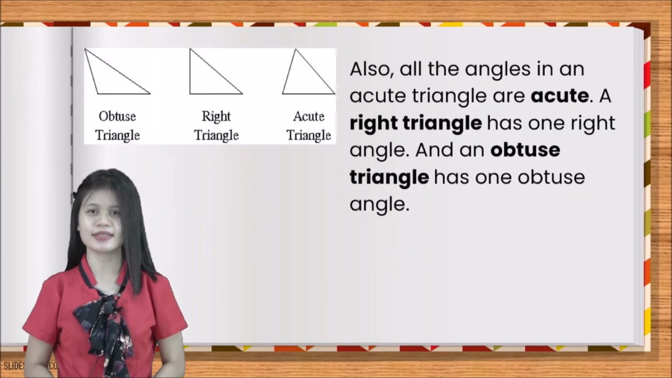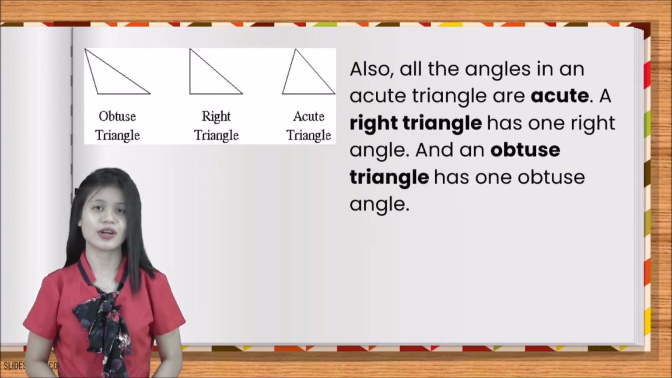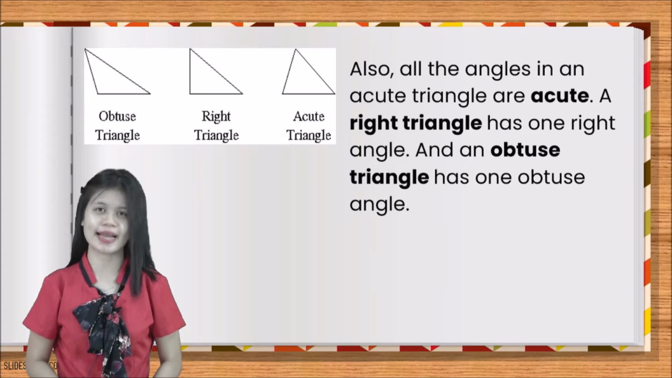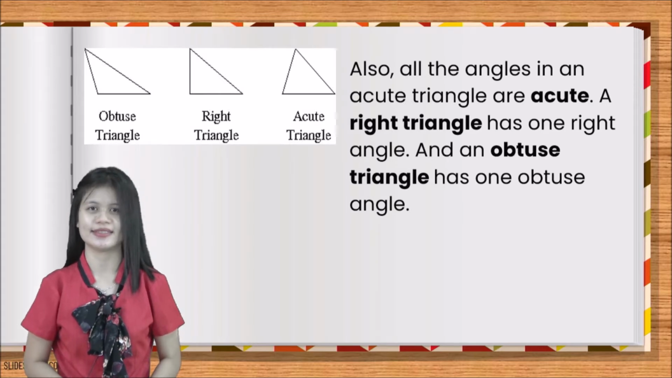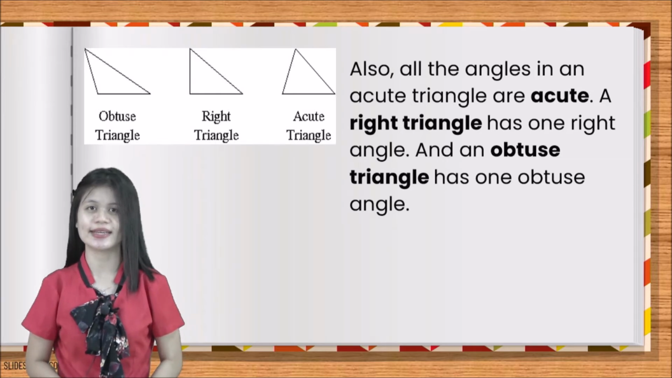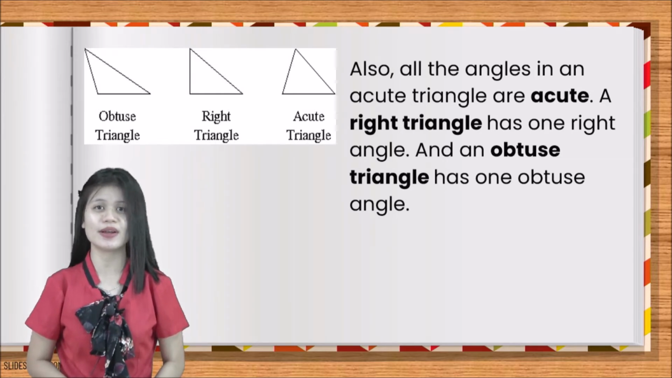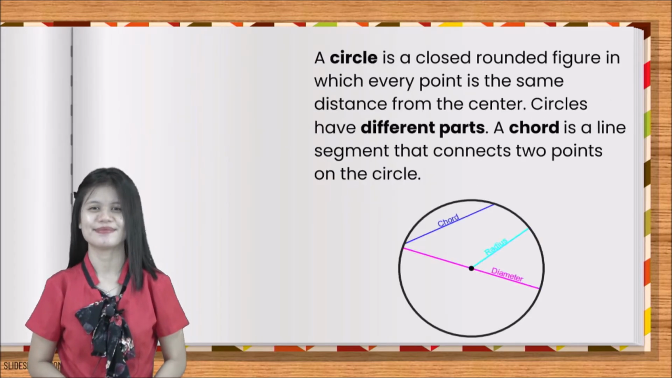Also, if all the angles in a triangle are acute, we call it an acute triangle. A right triangle has one right angle, and an obtuse triangle has one obtuse angle. Remember, we studied this before in our reading also. Obtuse triangle, right triangle, and acute triangle. Do you still remember their degrees? I hope you still remember them.